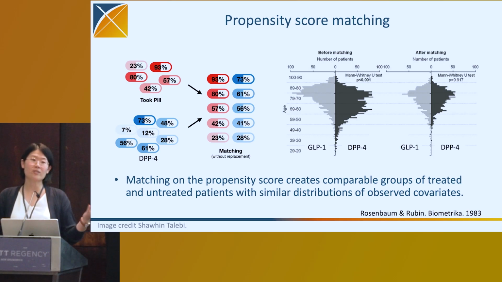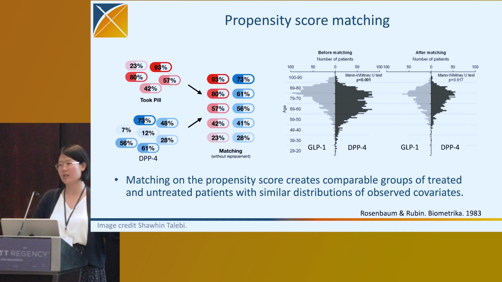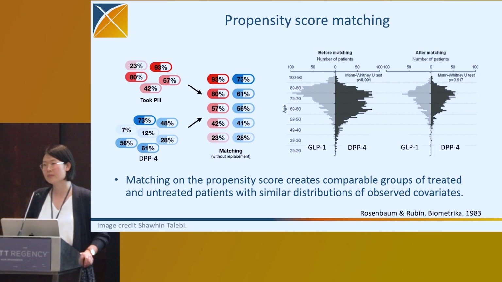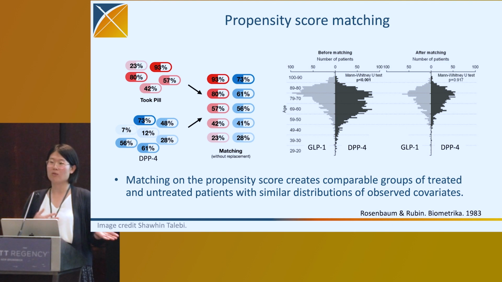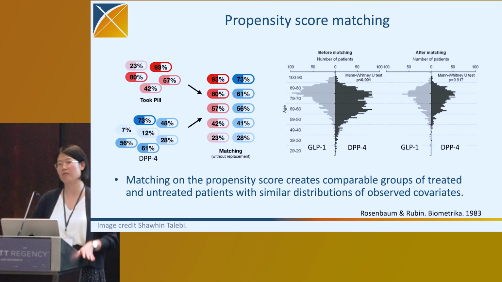So there are variations of matching, right? Instead of doing one-to-one, maybe you're doing 1-to-2, 1-to-4, 1-to-many. There are variations for doing that. But in our analysis, we almost always just do one-to-one. If you're worried about losing samples, then stratification or weighting are the usual alternatives, where you don't have to lose patients in the confounding adjustment process.